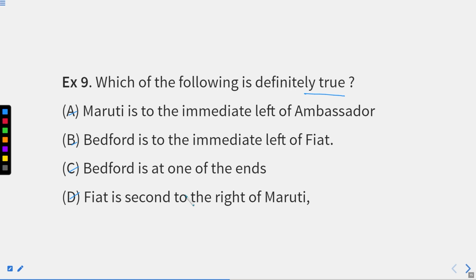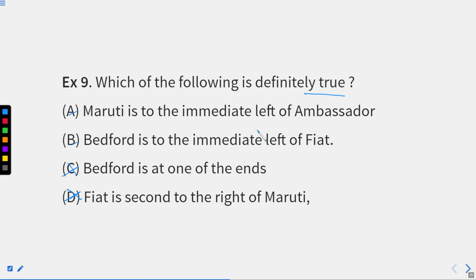Fate is second right to Maruti. Again, this statement is wrong. We have to check this. As soon as we see the diagram, we are able to find that the first statement is wrong. This statement is wrong. Now we'll check the first statement.